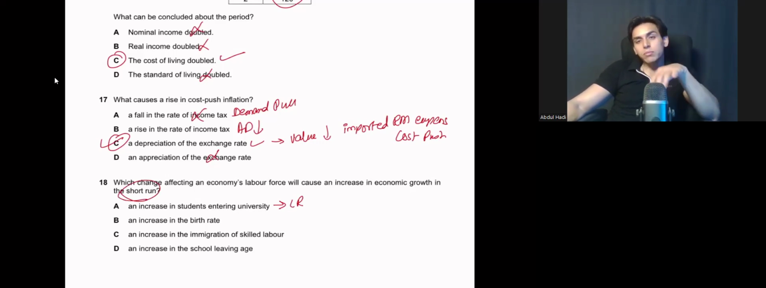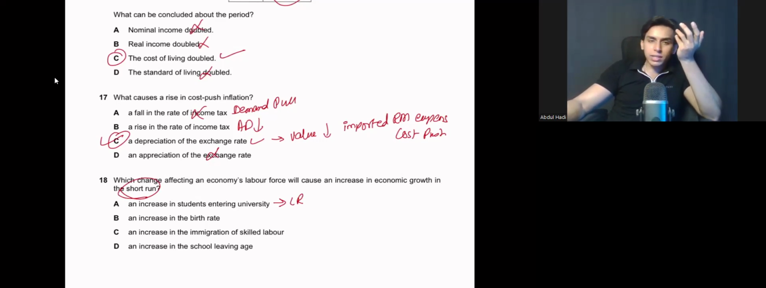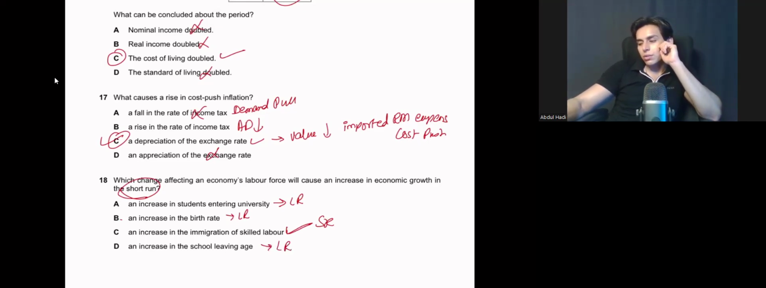University students will boost the economy. Yes, it is correct, but in the long run only. An increase in birth rate, again, I will not ask an infant to go to a factory and make shoes, right? So this will also help in the long run. An increase in the immigration of skilled workers, yes, short run case, short run increase in potential. An increase in school leaving age will reduce your economic growth for the time being because it's a long run policy. So answer is C.